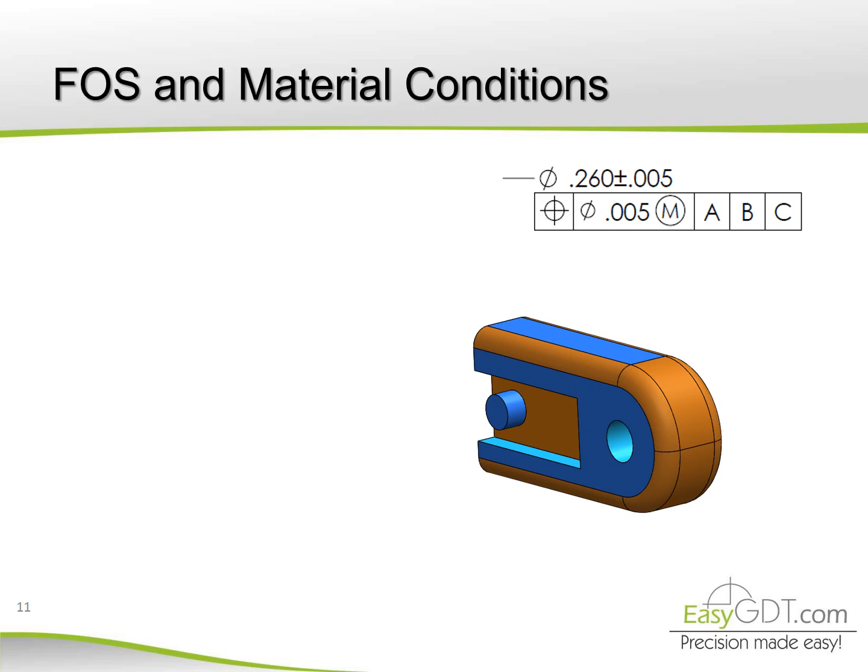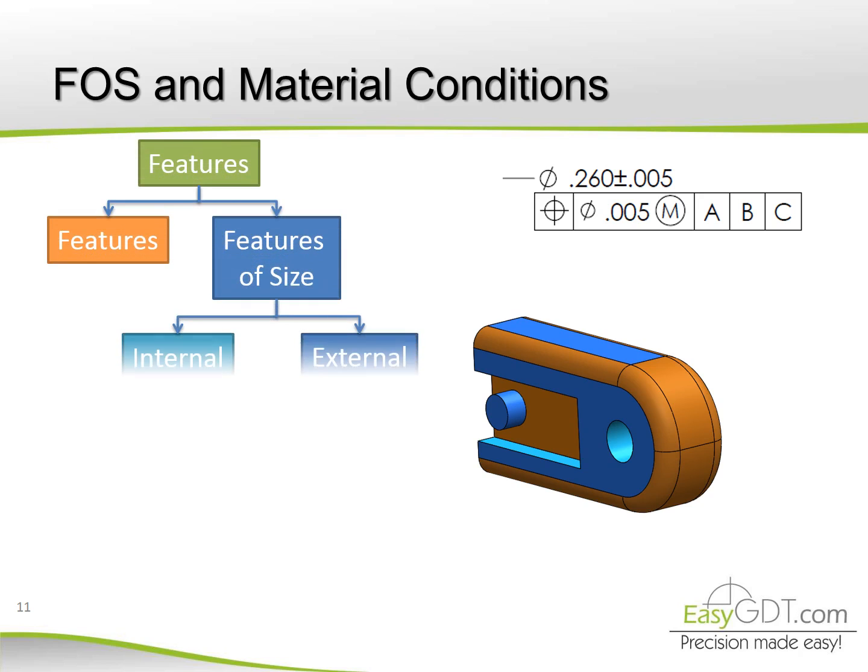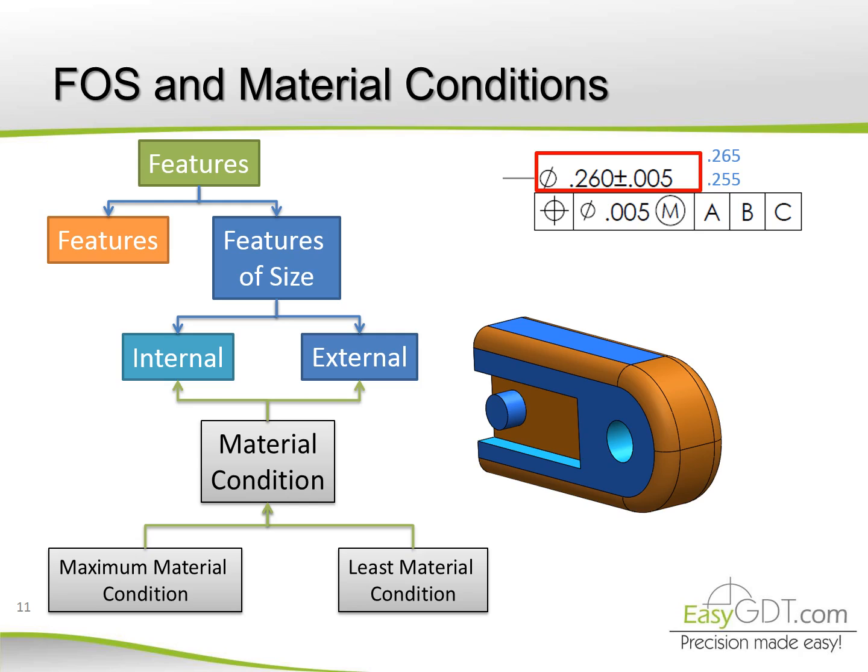FOS and material conditions. We talked about the features and features of size, external and internal. In the previous case, the holes are internal features of size, with upper limit of 0.265 and the lower limit of 0.255. Now, we'll talk about material conditions that can be applied to the features of size.